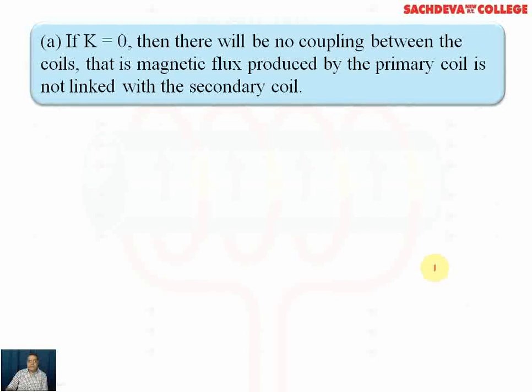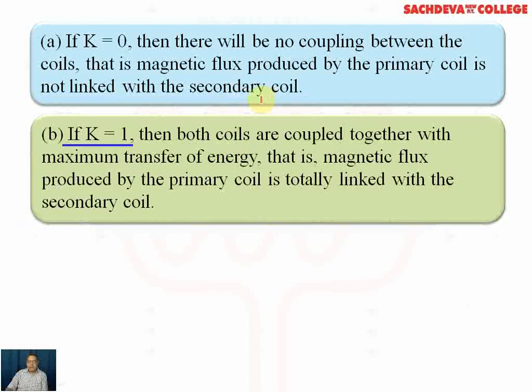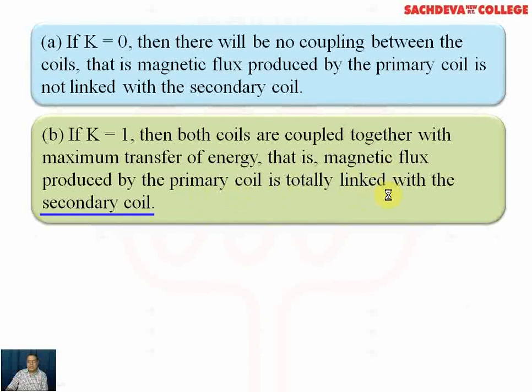Therefore, if K is 0, then there will be no coupling between the coils, that is, the magnetic flux produced by the primary coil is not linked with the secondary coil. If K is 1, then both coils are coupled together. There will be maximum transfer of energy, or maximum work is done. That is, the magnetic flux produced by the primary coil is totally linked with the secondary coil.